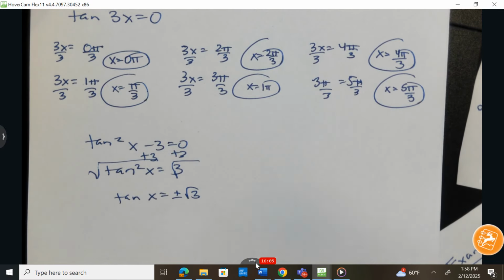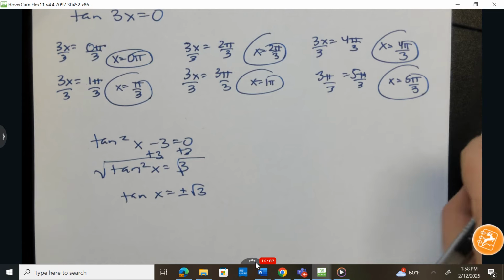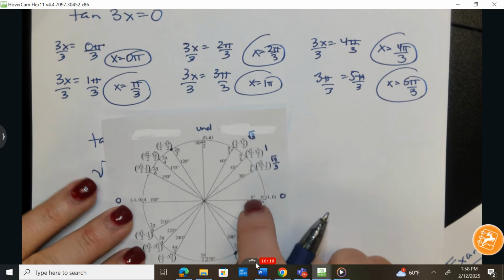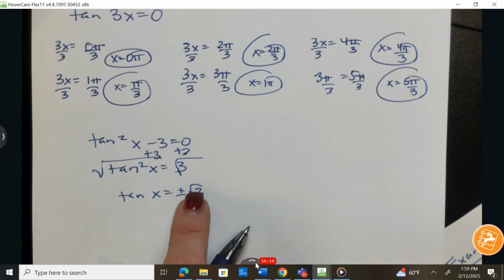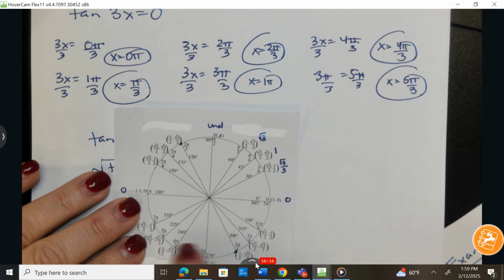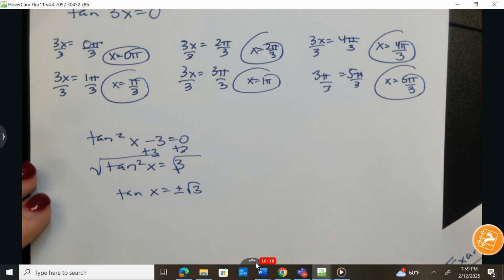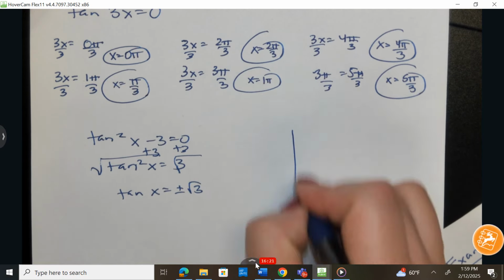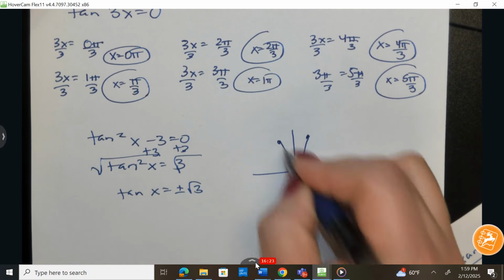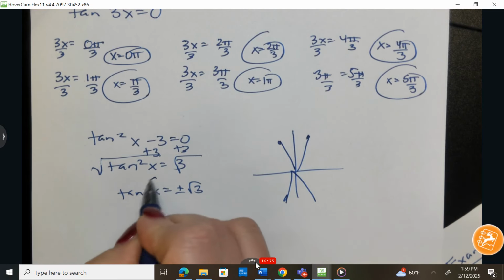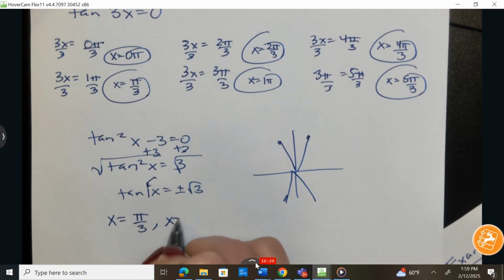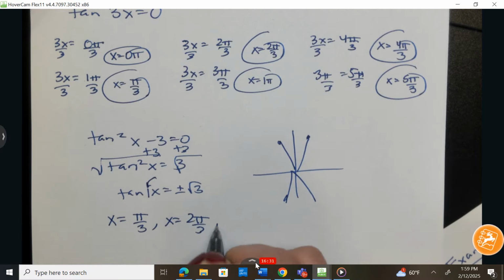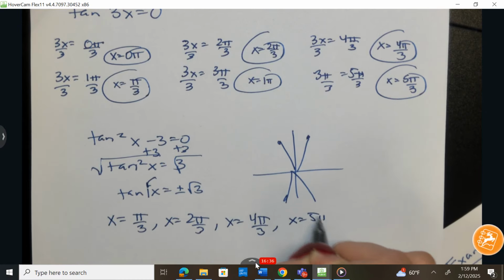Now you have to remember, where is the tangent equal to the square root of 3? That's at a reference angle of 60 degrees, or pi over 3. Because it's plus and minus, we're going to hit all 4 of these that have a reference angle of pi over 3, or 60 degrees. That would be each one of these locations. I'm only doing one revolution. So I believe the answer is pi over 3, 2 pi over 3, 4 pi over 3, and 5 pi over 3.